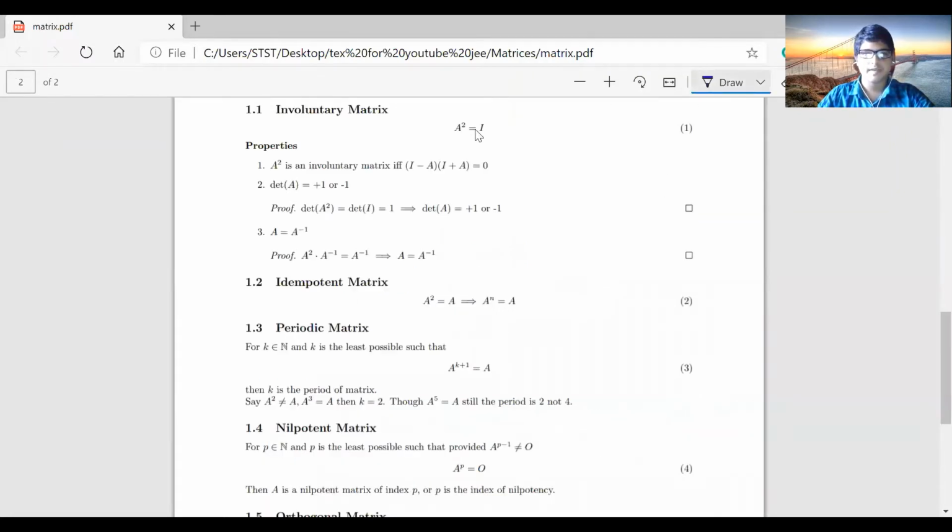First of all, involutory matrix. What do you mean by involutory matrix? The definition is this: A square is equal to I. Now, there are certain properties. There are three properties I have listed. But this is the most important. If you know the definition, you can derive the properties yourself.